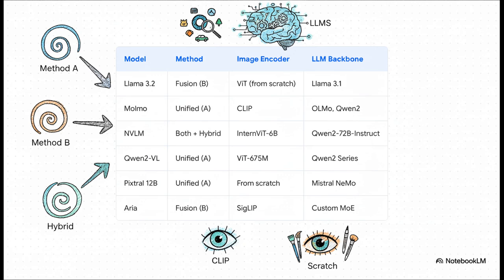This table gives you a fantastic snapshot of what's happening. You can clearly see the split. Llama 3.2 using Fusion, Molmo and Qwen using Unified. But what's really fascinating is the variety even within those choices. Some teams grab an off-the-shelf image encoder like CLIP, while others are building their own from scratch. It just goes to show how much experimentation is going on right now.